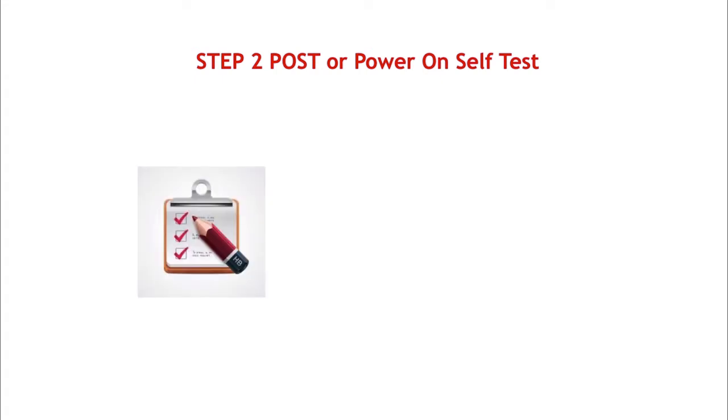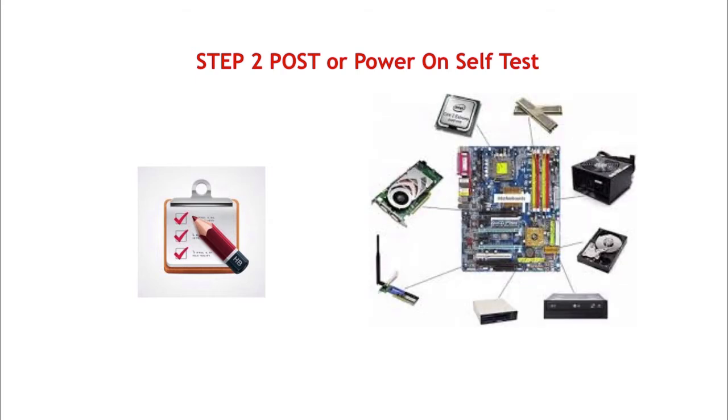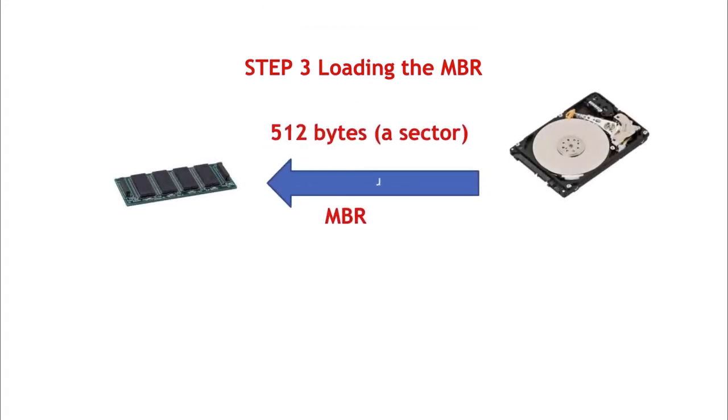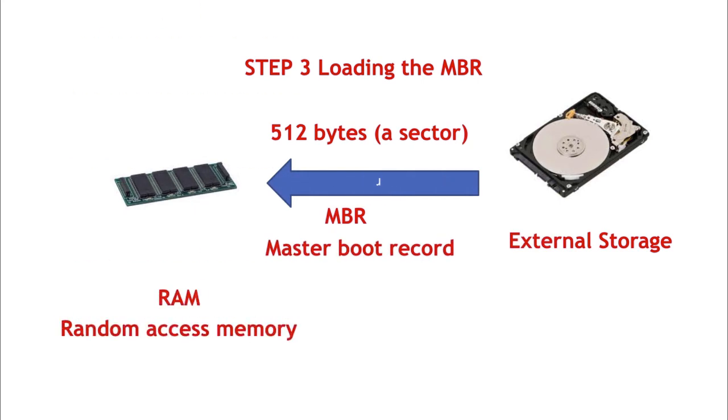Step 2 is called the POST, or power-on self-test. This test checks all connected hardware to make sure it is all functioning properly. After POST has completed, the booting process searches the boot device list for a device which is bootable. Step 3, loading the MBR. Once a bootable device is found, the booting process begins loading the first 512 bytes, which is also a sector, from the boot device.